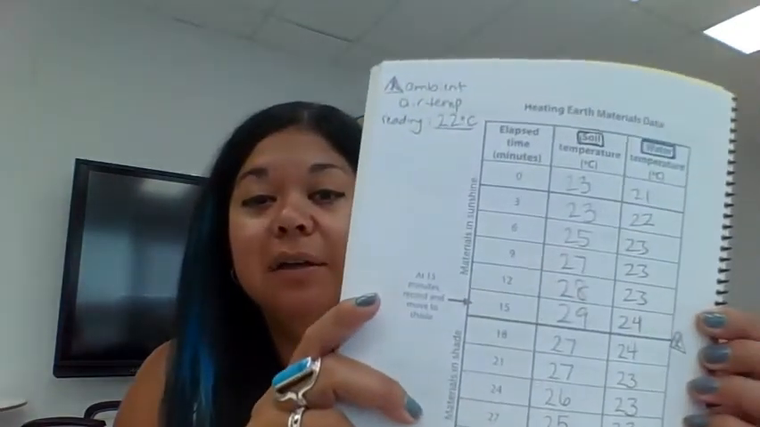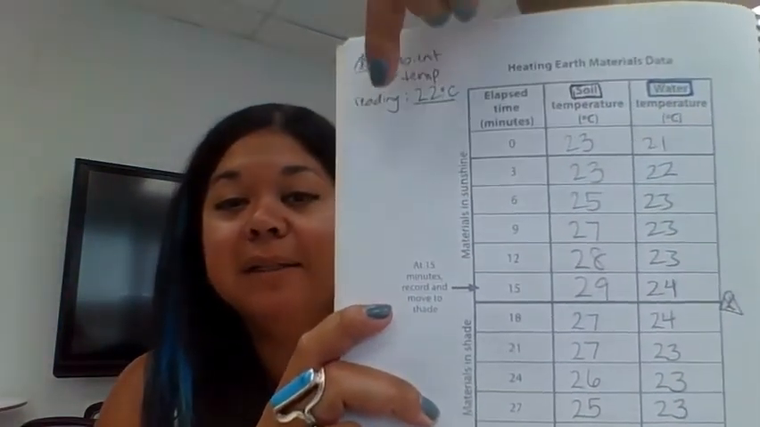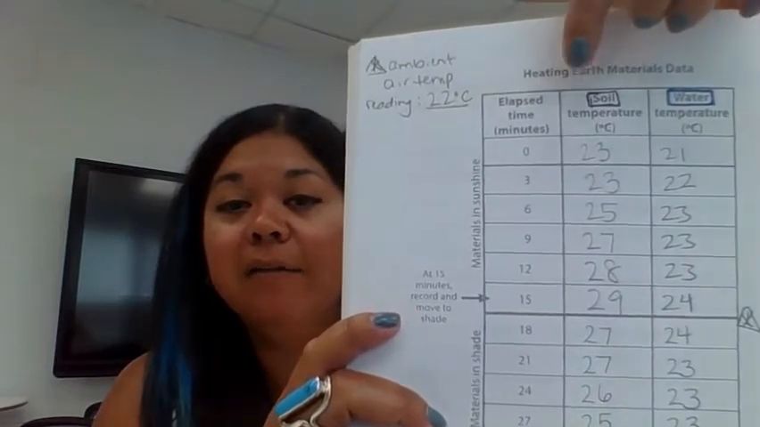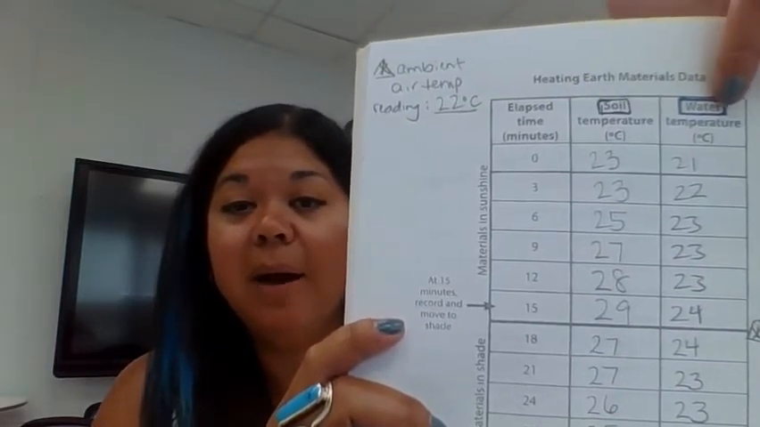Every 3 minutes, we took a temperature reading, and I recorded it on my data table. Then after the 15-minute mark, we shut the light off, and we continued to gather our data for an additional 15 minutes, collecting a temperature reading every 3 minutes. All right, so what I have here is my data table, and I have it all filled out, and you can see my elapsed time column, my soil column, and then my water column.